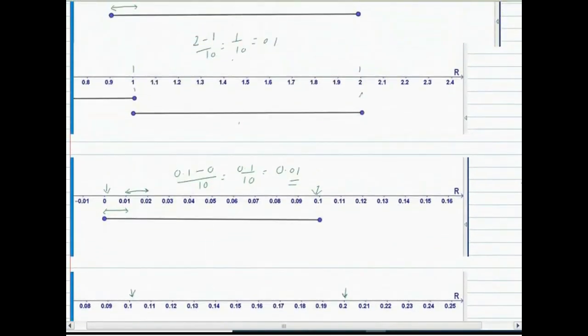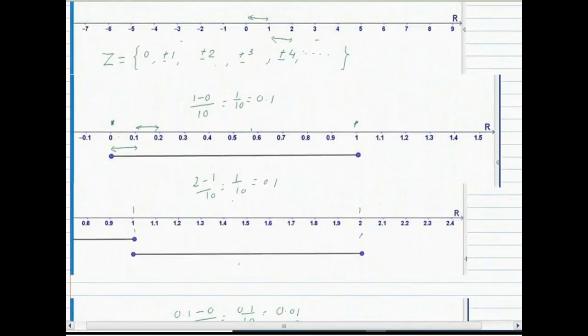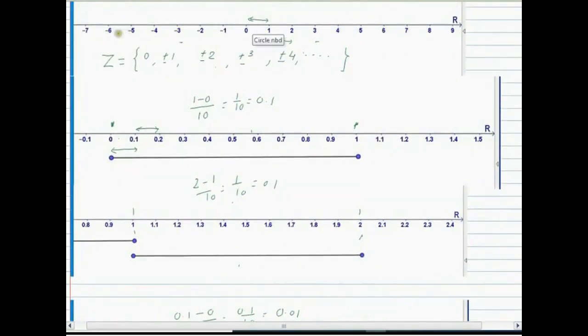These are all the real numbers. So initially we started with these numbers, the set of integers, and it contains 0, plus 1, minus 1, plus 2, minus 2, plus 3, minus 3.